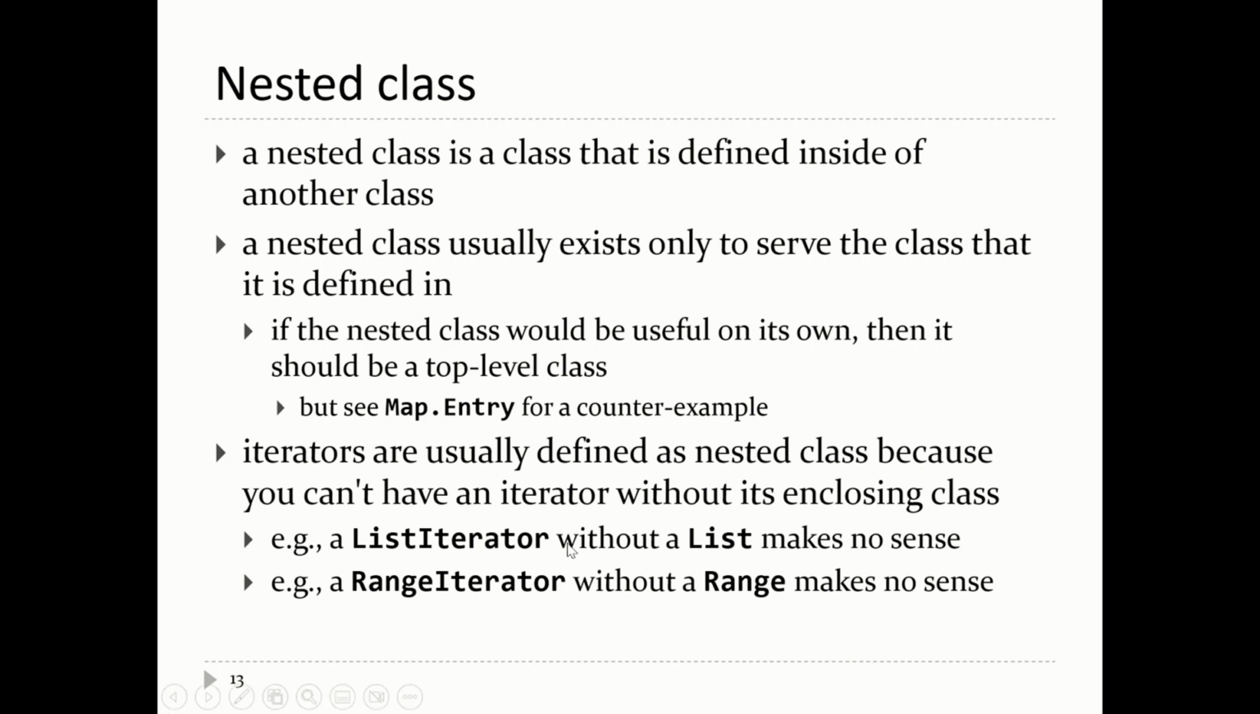It's the same with list. If you ask a list for an iterator, internally there's some class that you can't see, a list iterator class, and you don't know that it exists unless you look at the source code for list. It doesn't make sense to have an iterator over a list if you don't have a list to iterate over, and it doesn't make sense to have a range iterator if there's no range to iterate over. So the nested class is in fact the best choice in this case.